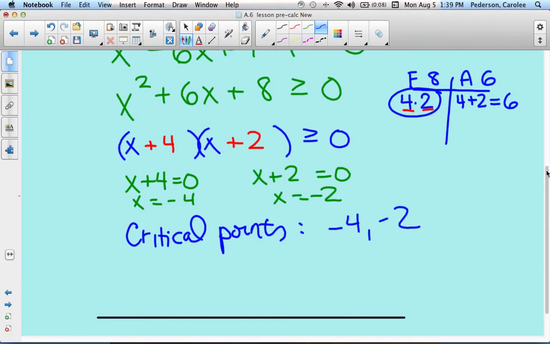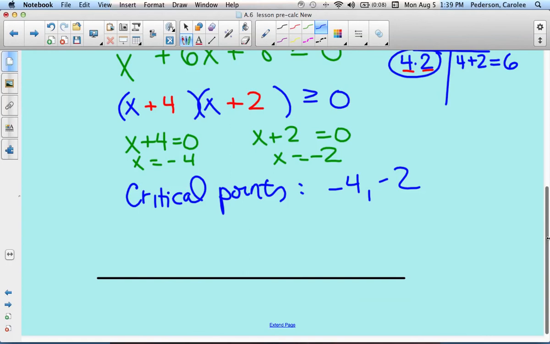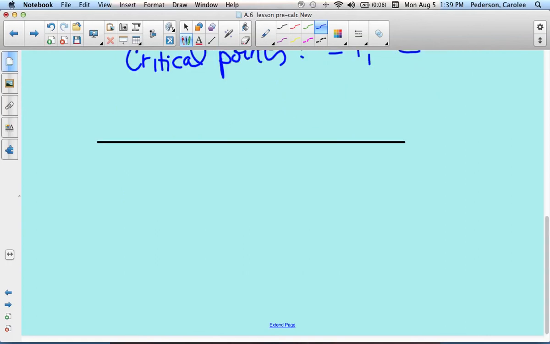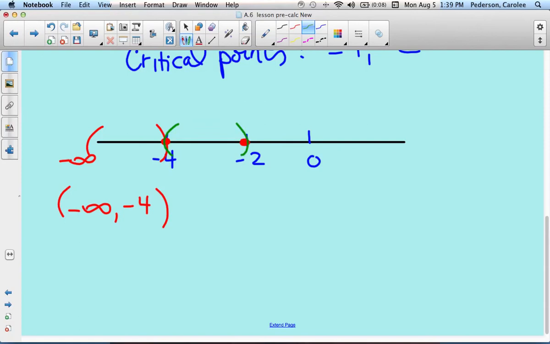Then we would set up those points on a number line and create our test intervals. So here's 0, and we have negative 2 and negative 4. Our critical points are at negative 4 and negative 2. So our test intervals are going to go from negative infinity to negative 4. So negative infinity to negative 4 is one test interval. Then we have another test interval from negative 4 to negative 2. And then our last test interval is from negative 2 to infinity.